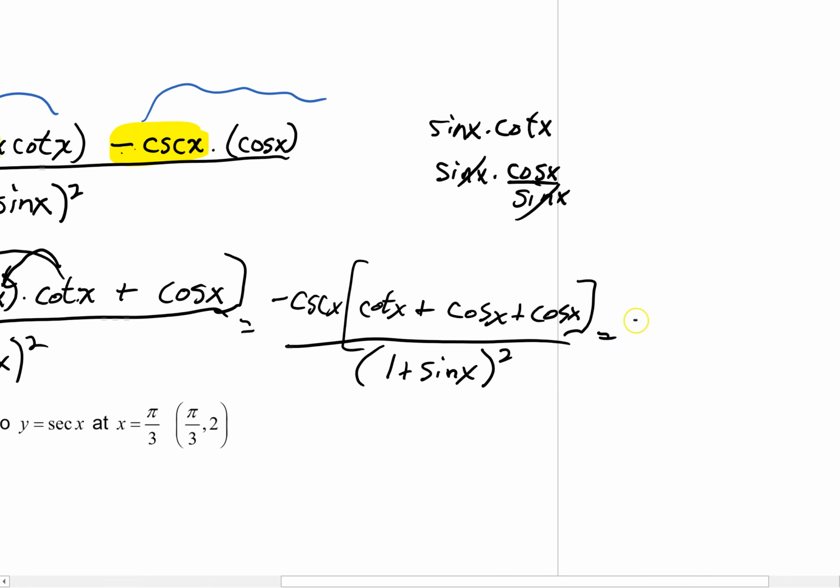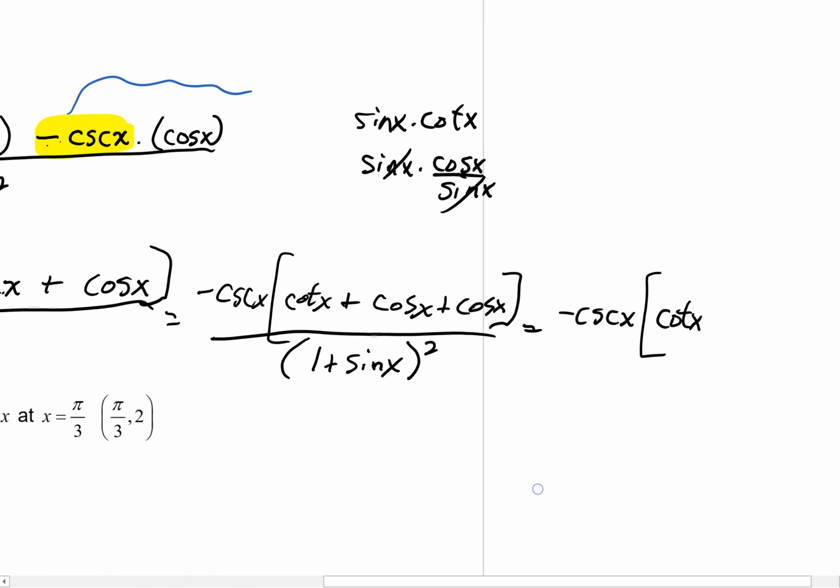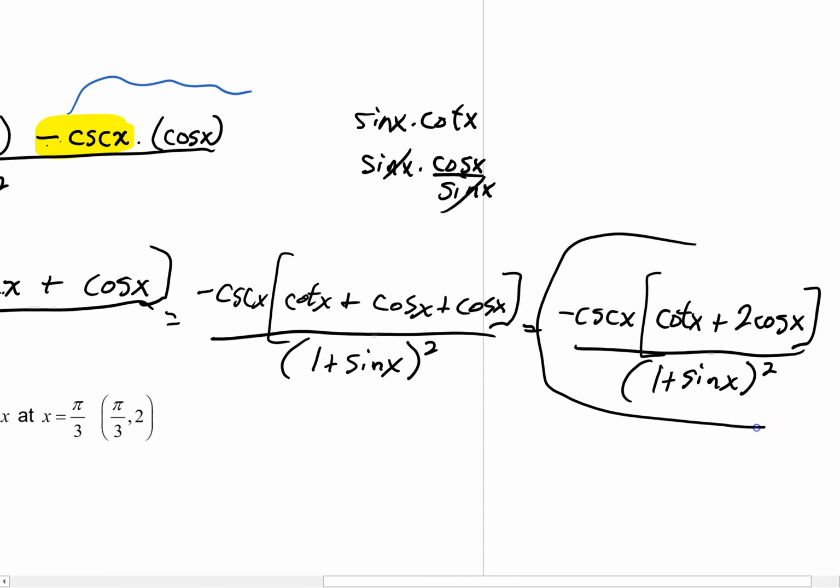We could say this derivative is going to have a negative cosecant of x here, a cotangent of x, but then we're going to say plus 2 cosine of x. And down below we'll have 1 plus sine of x, whole thing squared. And there you have it. One more problem.